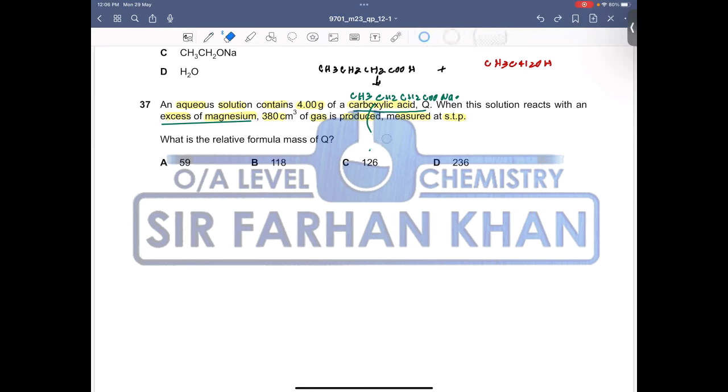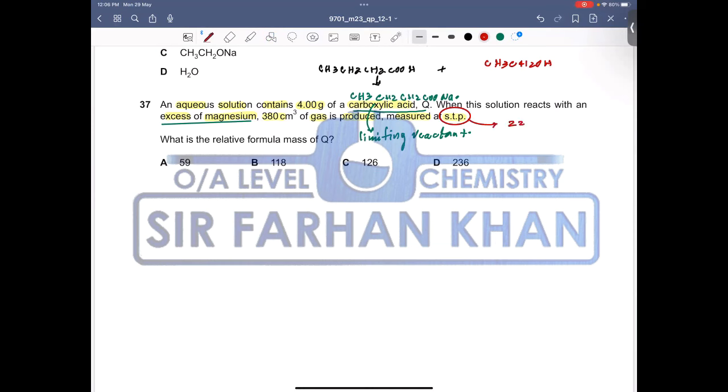Hold on. Limiting. My writing is really bad. Limiting reactant. Second thing, the examiner has given you STP, not RTP. You need to be careful.